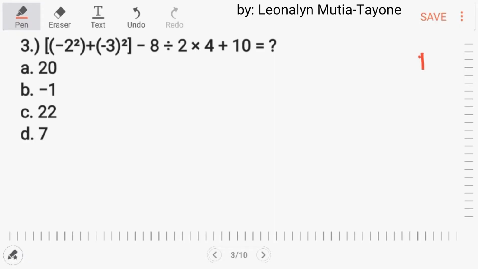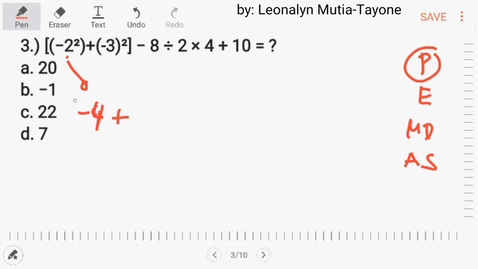Number 3. Para hindi kayo malito, sulat muna natin itong PEMDAS. Parenthesis first. Sa loob ng parenthesis or groupings, yung pinakaloob-looban muna ang unahin natin. So ito, equivalent nito ay negative 4. Kasi nasa loob yung squared niya or yung power niya. At ang in-squared lang niya ay yung 2 at hindi kasali si negative. Kaya, negative 4 ang sagot dyan. Plus, sa loob sa parenthesis, plus negative 3 ang in-squared niya, yung negative at saka yung 3, kaya positive 9 yan.